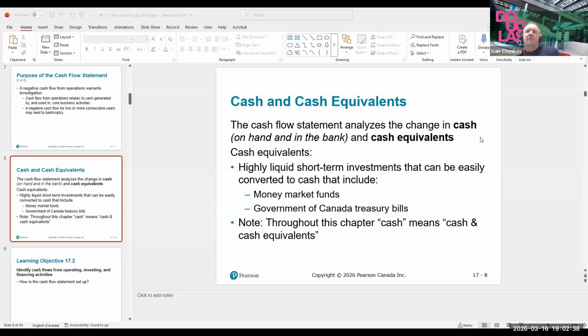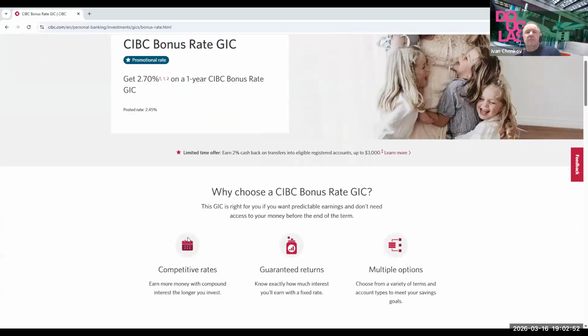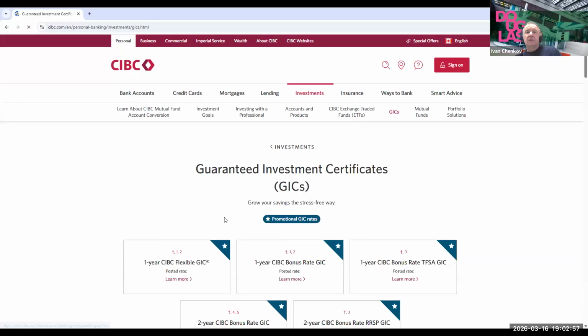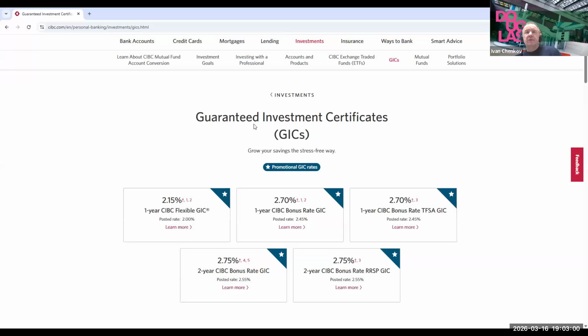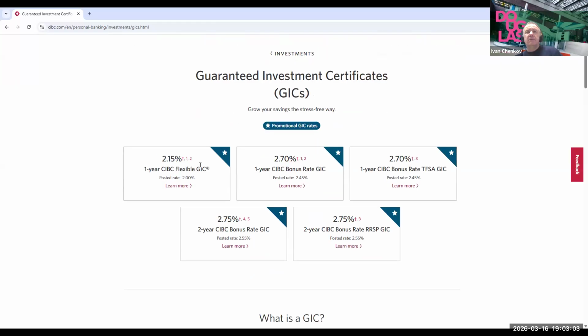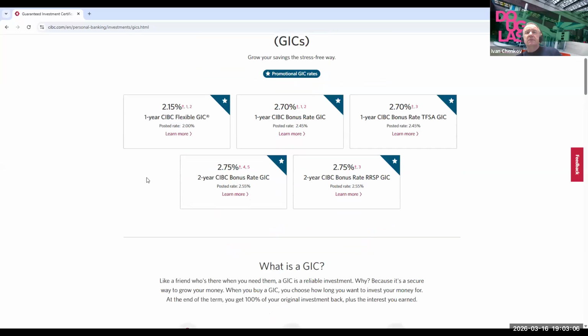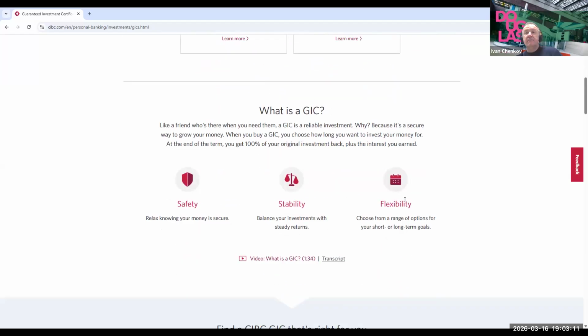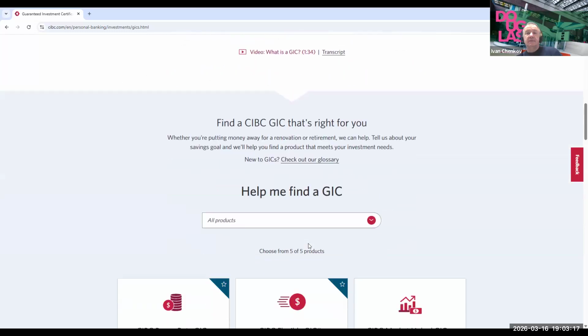I found something here, just let's quickly change the sharing and I'm going to show you this. So for example, you can see here the non-registered GIC, and you can compare rates. Guaranteed investment certificates, which have some promotional rates from just a random bank, and they give you some percentages. The whole point is what's the GIC? The GIC is a reliable investment. You have safety, flexibility. You can go with short term and long term. You can go with cashable and fixed.